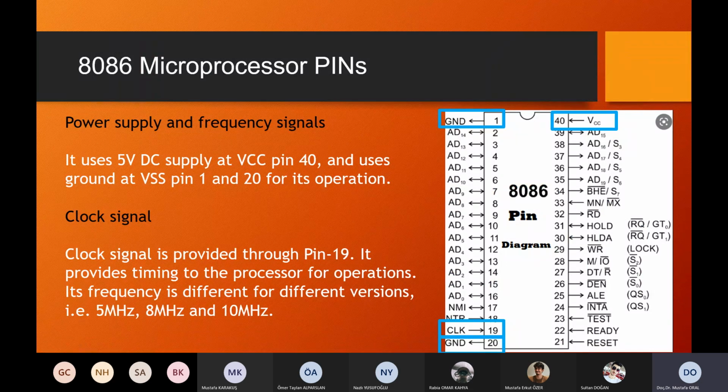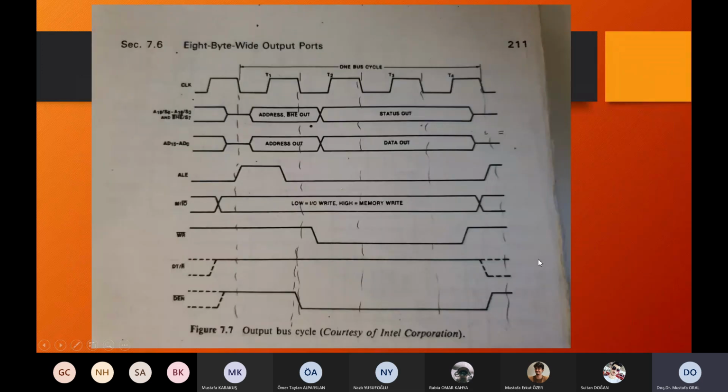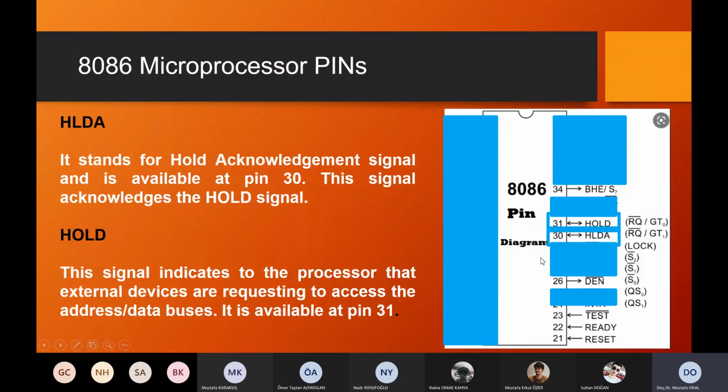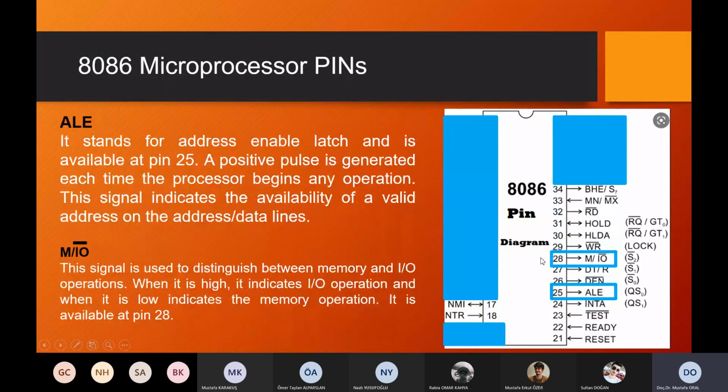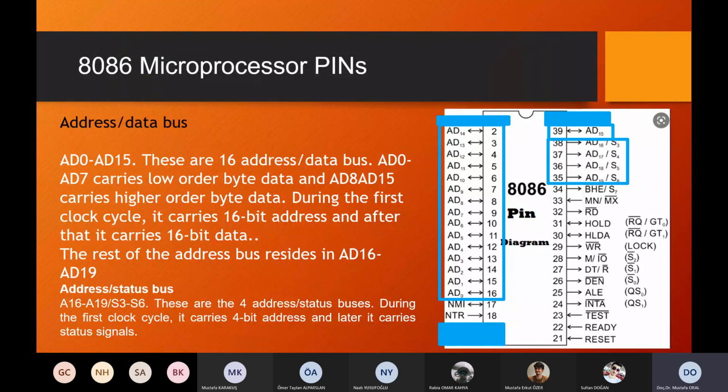Welcome all. If you remember last week, we were talking about the pins of the 8086 microprocessor, and we have progressed a lot. As you know, there were 40 pins, and we covered almost 30 of them. And where were we? Oh, okay, let me remind you a little bit.